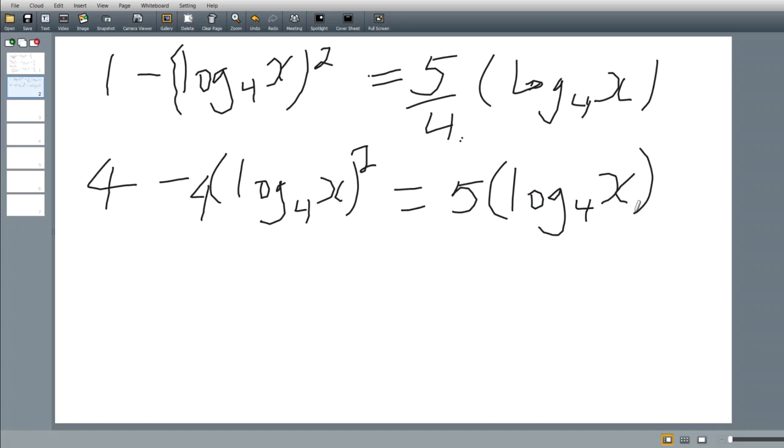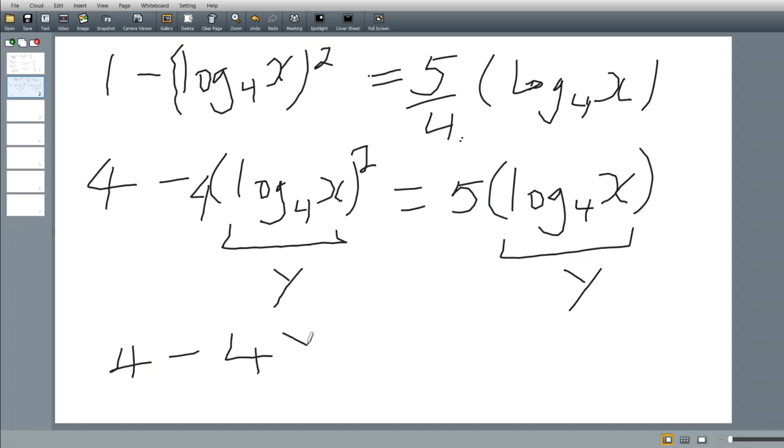Okay. Now some of you may notice that this is a quadratic equation. If you're not able to, that is fine. You see this part here, this is log of x base 4. It has been squared, and then over here I have the term by itself. So if I let this equal to y, if I put y over here, then my equation will look like this: 4 minus 4y squared, because it's being squared over here, and this is equal to 5y. So you can see that this is a quadratic equation. This is an example of equations that are reducible to quadratic form.